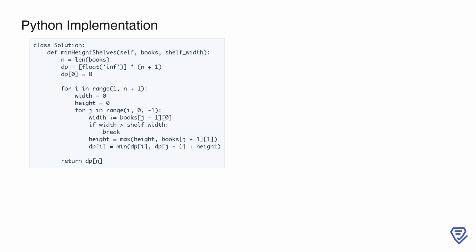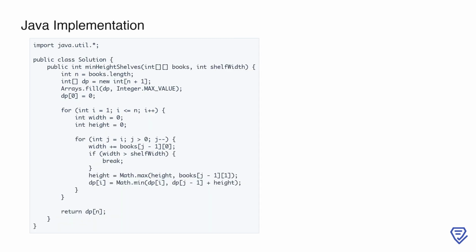The solution efficiently considers all valid placements and ensures the optimal arrangement is achieved. The time complexity is O(n squared) due to the nested loops, and the space complexity is O(n) for the dp array. This is the Java implementation of LeetCode problem number 1105, filling bookcase shelves.